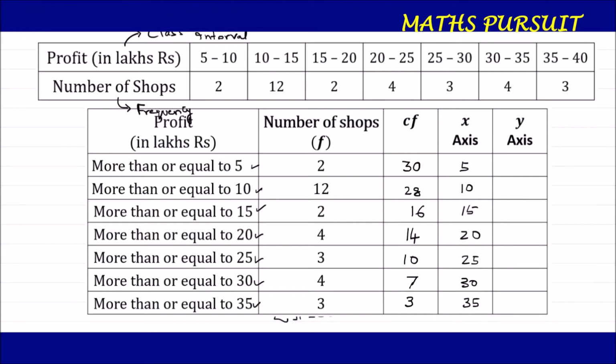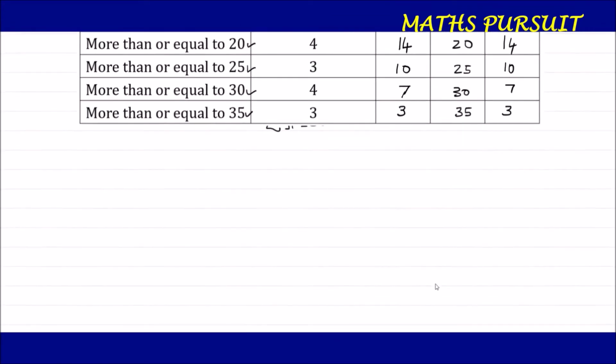Now looking to the y-axis. The y-axis will have everything that is in the cumulative frequency column. So that means the cumulative frequency is being shown in the y-axis. That is, the first is 30, 28, 16, 14, 10, 7, 3. Now guys, after understanding this, let us move ahead and draw the more than ogive curve. So guys, we are going to now draw the more than ogive curve.